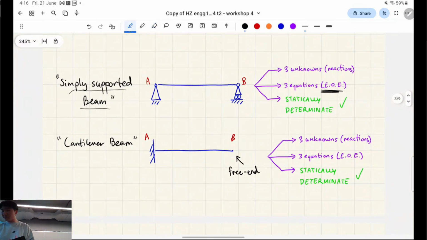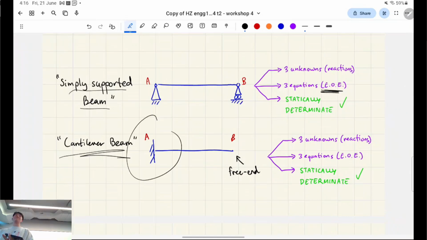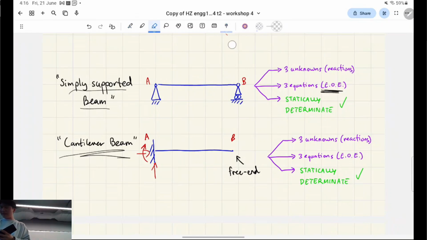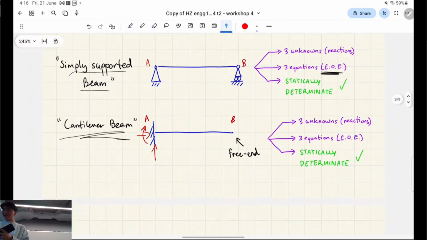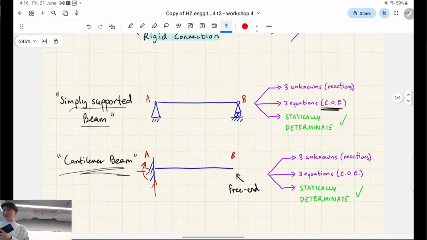Another type of structure we see is called a cantilever beam, and that's where you have a fixed end, which has resistance in bending moment as well as our translational restraints, right? And the other end is a free end, right? So these are the two quite simple and common types of structures that we see.